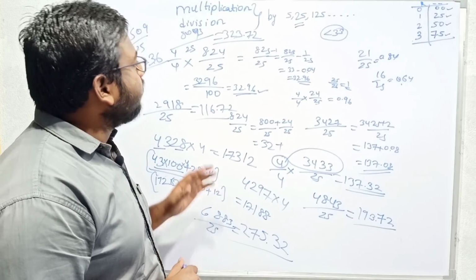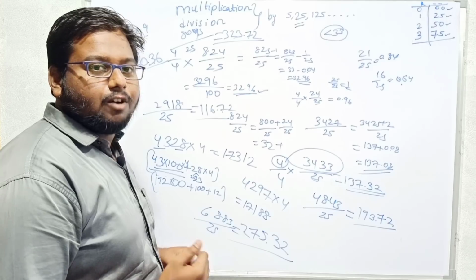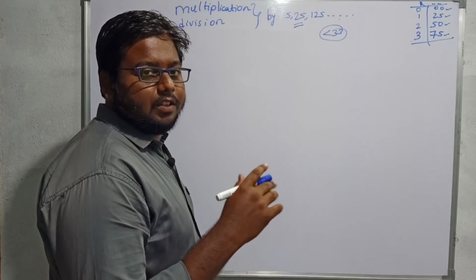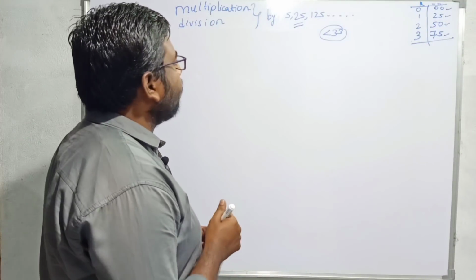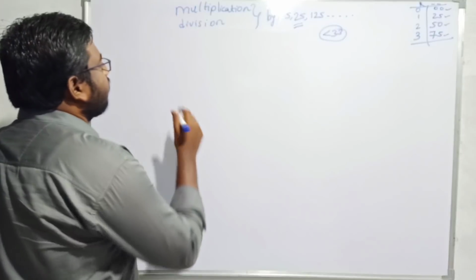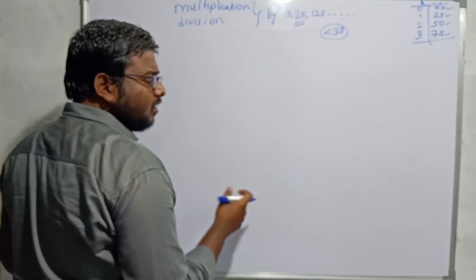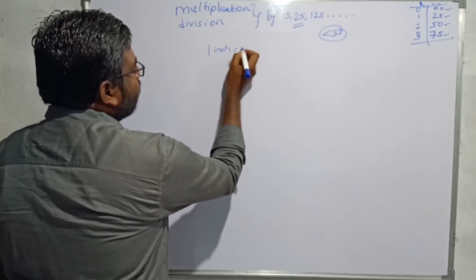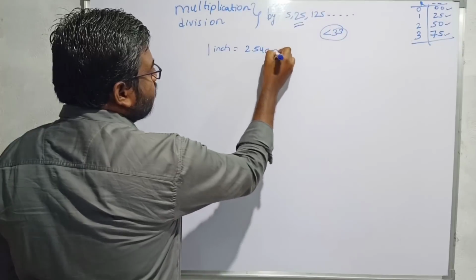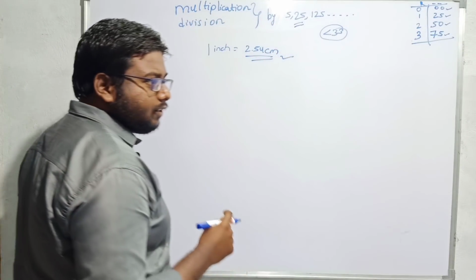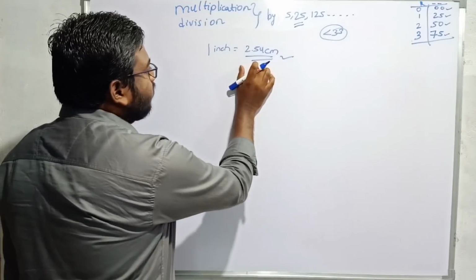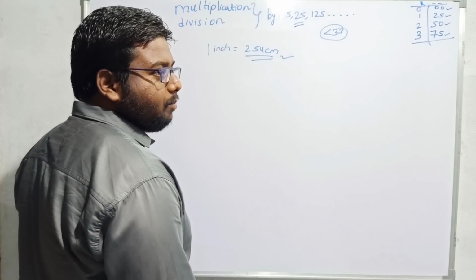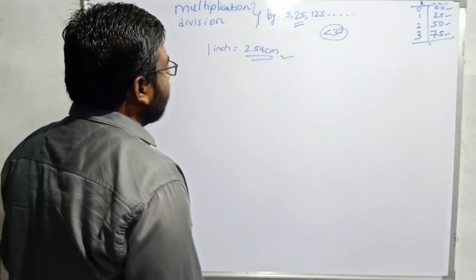Now let us see the applications of multiplication with 25 and division with 25 in our daily life. This will be very much useful for engineers, and you can use it in daily life also. For example, I will say 1 inch equal to 2.54 centimeters. We can do this for approximation. 2.54 centimeters, this will be nearly 25, and 0.04 is not a big error, so 1 inch is 2.54 centimeters.